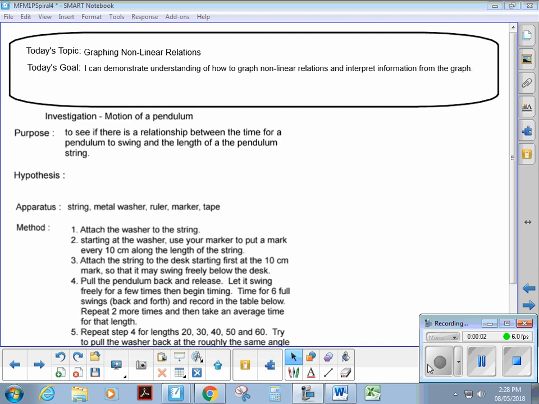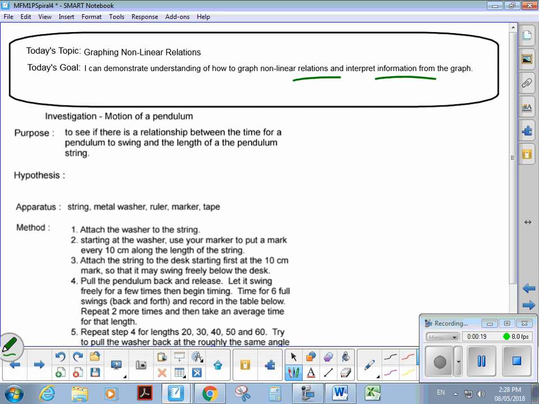Hello and welcome to the sixth lesson in Spiral 4. So today we're talking about graphing nonlinear relationships. I want to be able to demonstrate understanding of how to graph nonlinear relationships and interpret the information from the graph. All right, so we're going to graph them and then interpret.